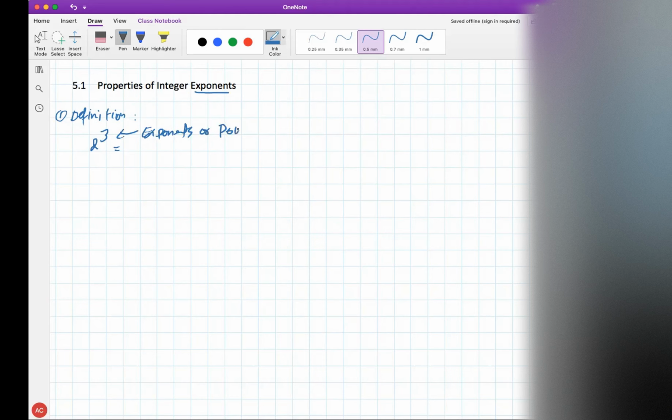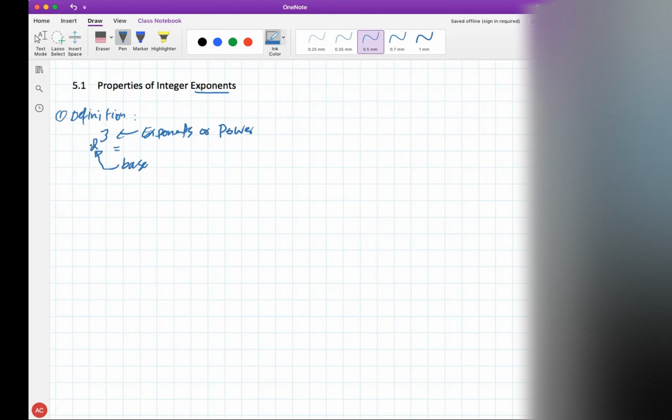And what do we call the 2? If this is the power, what do we call the 2 here? It has a specific name also. Does anybody know what we call it? It's the one under the power. So we call it the base, the base of the power 3.